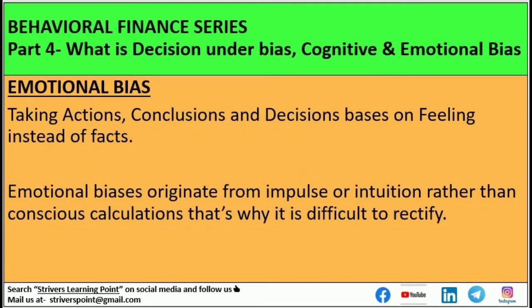The second bias is emotional bias. Emotional bias is about taking decisions, taking actions and taking conclusions based on feeling instead of facts. When our intuition takes over the logical, conscious calculations, then emotional bias occurs. A biased decision due to emotional bias is very difficult to rectify because it is due to an error in handling our feelings. But still there are some guidance and processes by which emotional bias can be diagnosed.